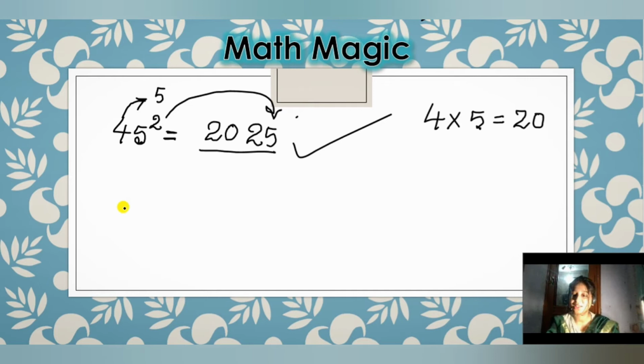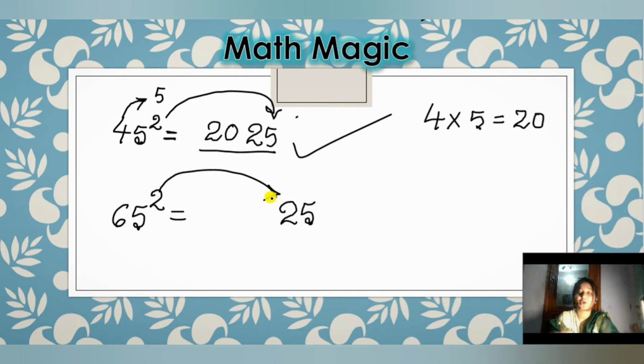Let us take one more example. Let us take 65. So what is 65 square? Solving 65 using the vertical method or without any Vedic Maths trick would be much harder. It would take time, but we know the trick, so we can all do this very easily. 5 square, we know very well, is 25. That will be the last two digits of the answer.